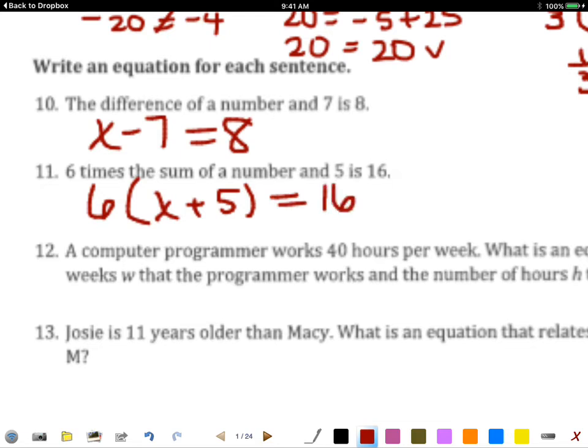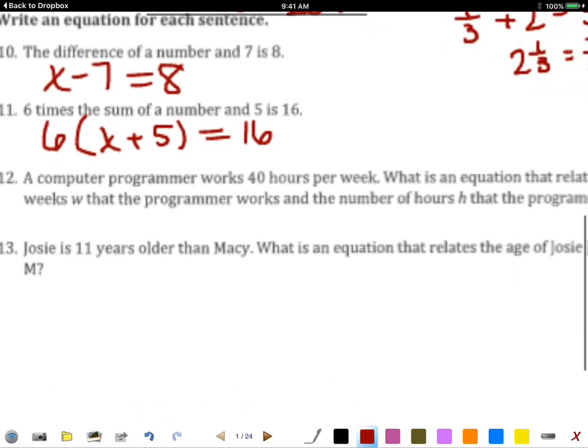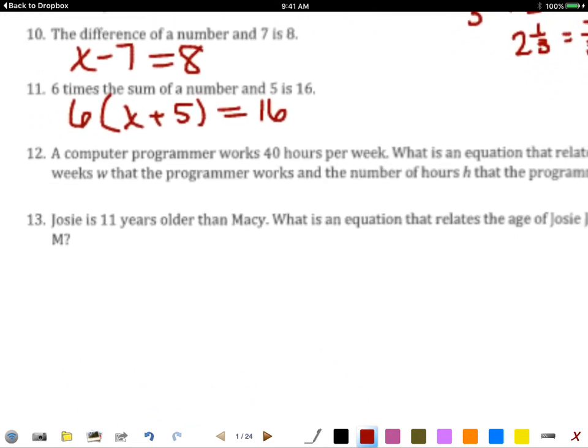Wait, why does it have to be in parentheses? Because it's saying 6 times the sum. So the sum means you have to add two things together. So they would need to be added together before you would multiply it by 6. Does that make sense? Yes, ma'am. Okay. All right.